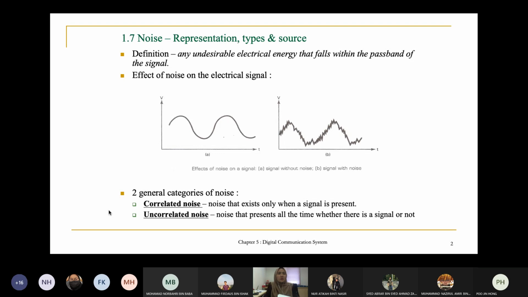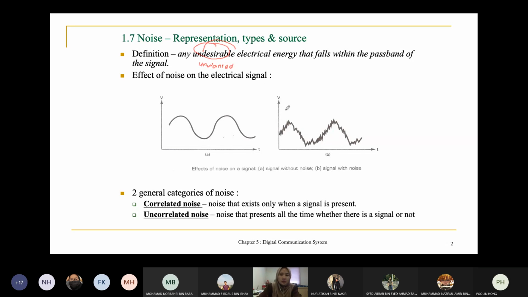Okay, so if you look here, what is noise? Over here it is stated that noise is defined as any undesirable electrical energy that falls within the passband of the signals. Any undesirable, unwanted. Okay, this is what we call noise.